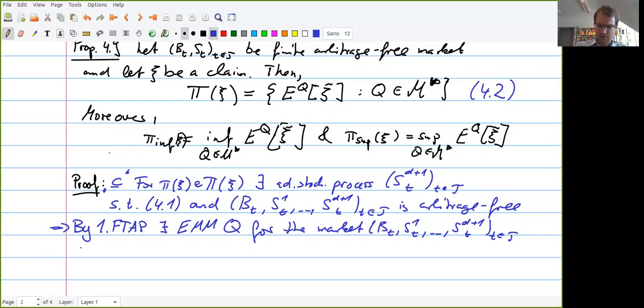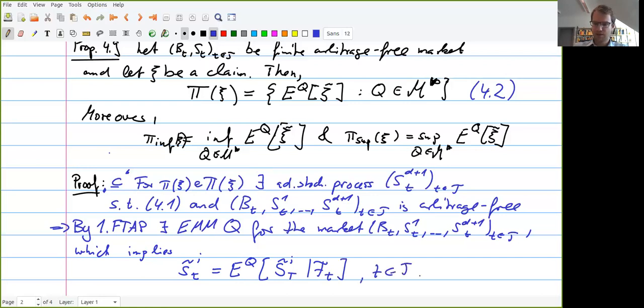Okay, and this means the definition applies. Martingale means that if I consider the discounted price, where it's supposed to be a martingale, it is given by the conditional expectation under this measure Q of the terminal price conditioned on the information up to time t. So for all t and i in 1 to d+1 now.